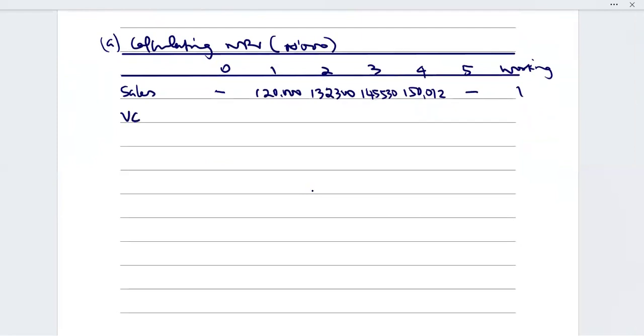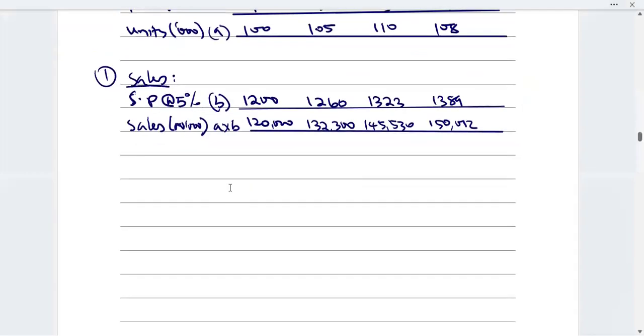So let's go and work it out. Variable costs. According to the question, we are given a variable production cost per unit of 750 naira. So let's go and do our working for variable cost. Working number 2, variable cost.